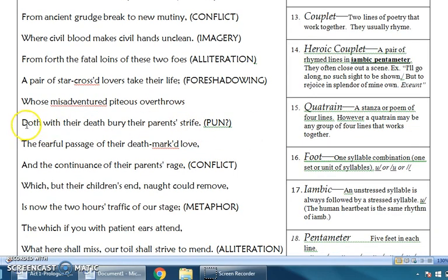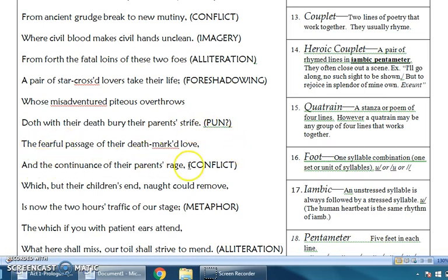This one, I'm still debating. I think this is a pun, where it says, "Doth with their death bury their parents' strife." I think some people would consider that a pun, because Shakespeare could have used a different word or different terms, but he's talking about the fact that the young people are going to die, and that the only thing that will end their parents' strife is the death of their children, and he makes sure he chooses the word bury, and bury means put an end to, obviously, but bury also means to put someone under the earth, and that's what's going to happen later on.